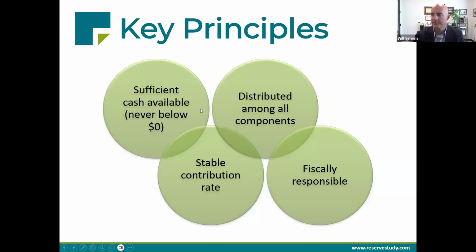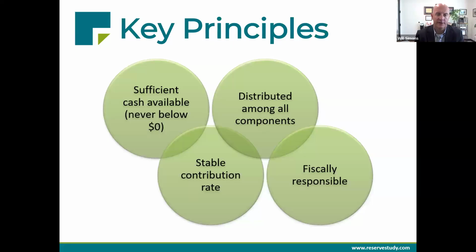So first and foremost, the funding plan cannot demonstrate that the association will run out of money, which should seem pretty obvious, but we're looking out at a 30-year timeline and we're saying, okay, you're starting with this amount in the bank. Here's how much you're going to spend. So at minimum, how much do we need to be adding to this reserve account so that you stay above zero? That's something we call baseline funding, which I'll talk about towards the end of the presentation. But that's first and foremost, the absolute minimum.